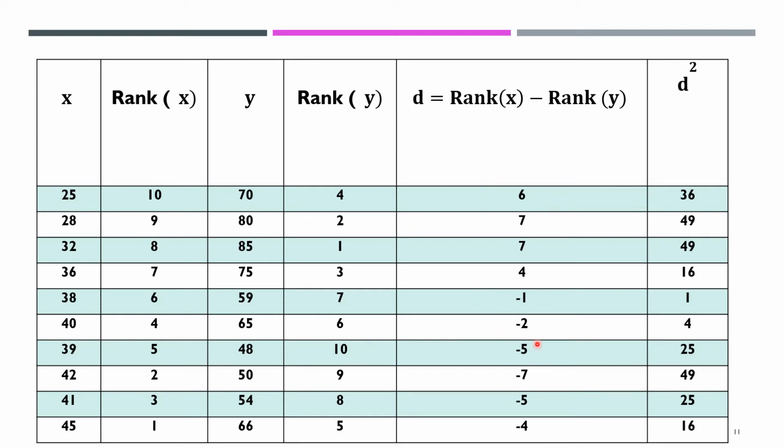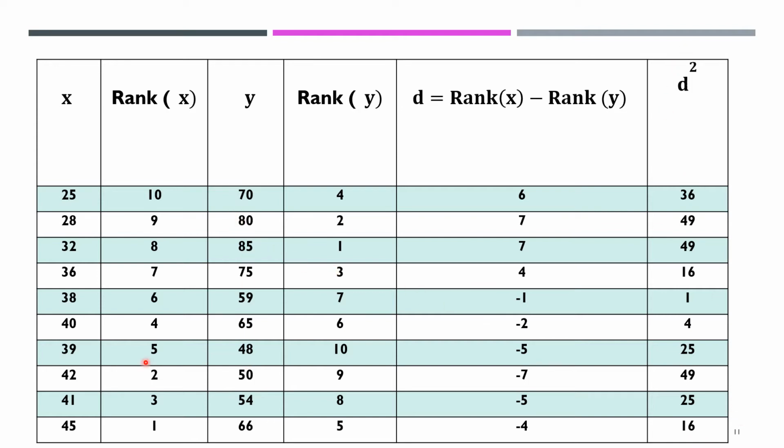Next we will square all these values to write the D square column. 6 square is 36. 7 square is 49, 7 square again 49, 4 square 16, minus 1 square 1, minus 2 square 4, minus 5 square 25, minus 7 square 49, minus 5 square 25, and minus 4 square 16. So we have got D square.